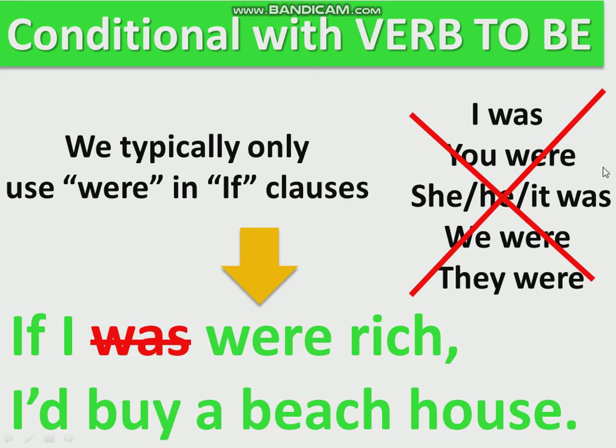But in conditional sentences, we only use were. We don't use was. I were, you were, she were, he were, it were, we were, they were. For example, if I were rich, I'd buy a beach house. If I was rich, no, if I were rich. When we have if in the conditional, we use were, not was.